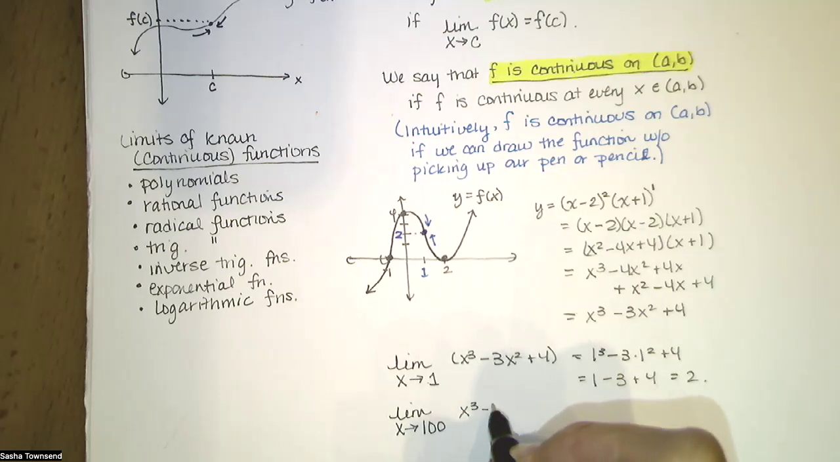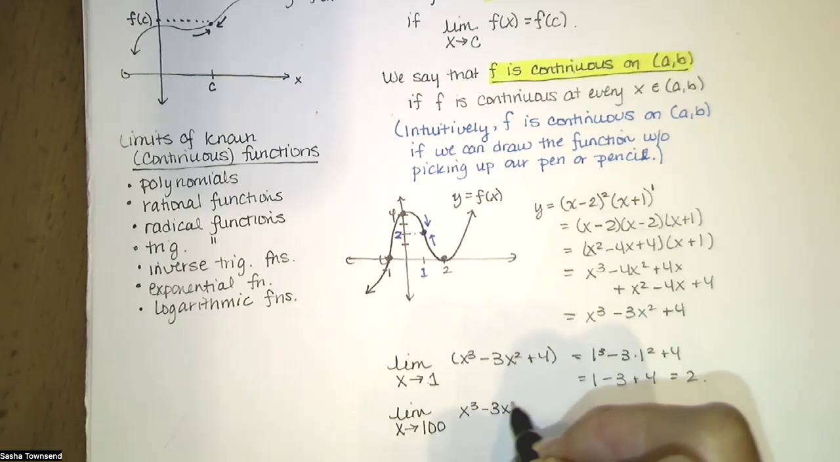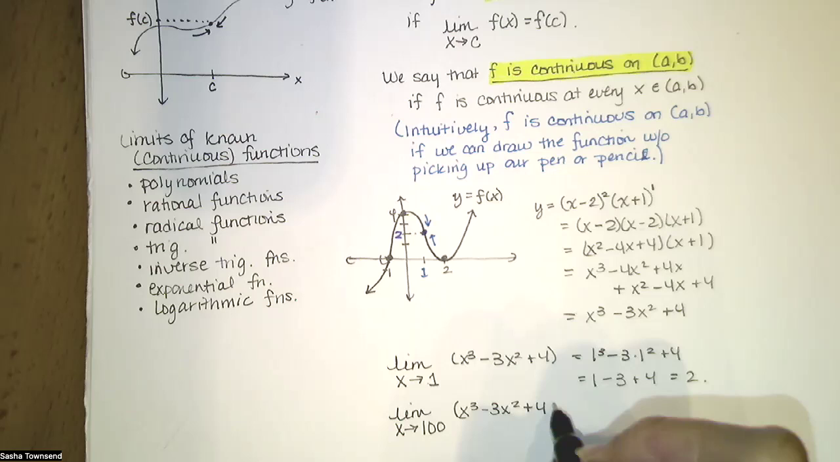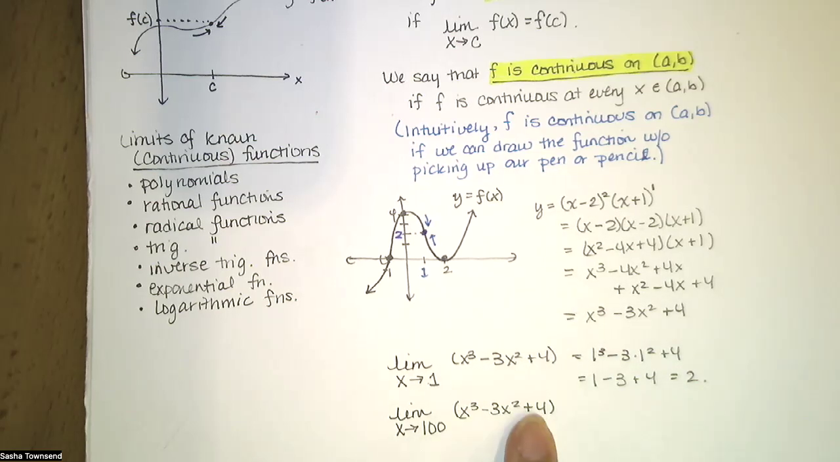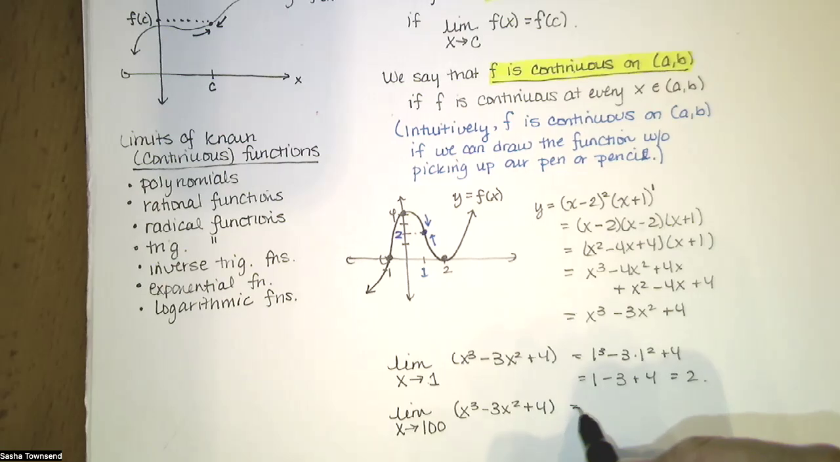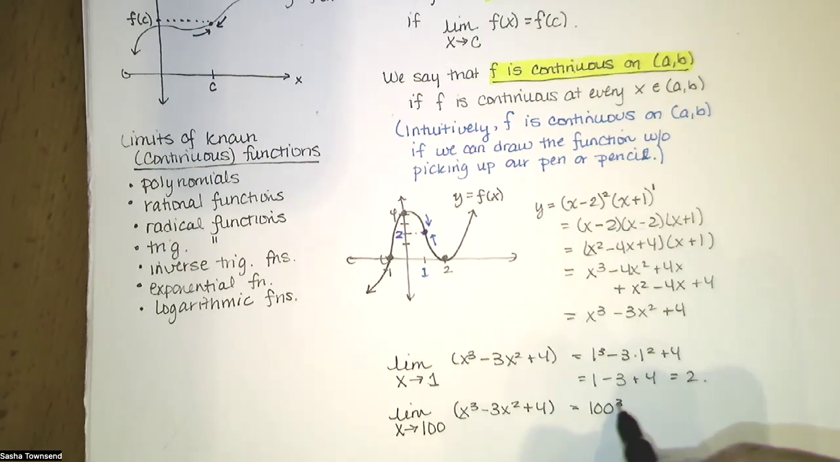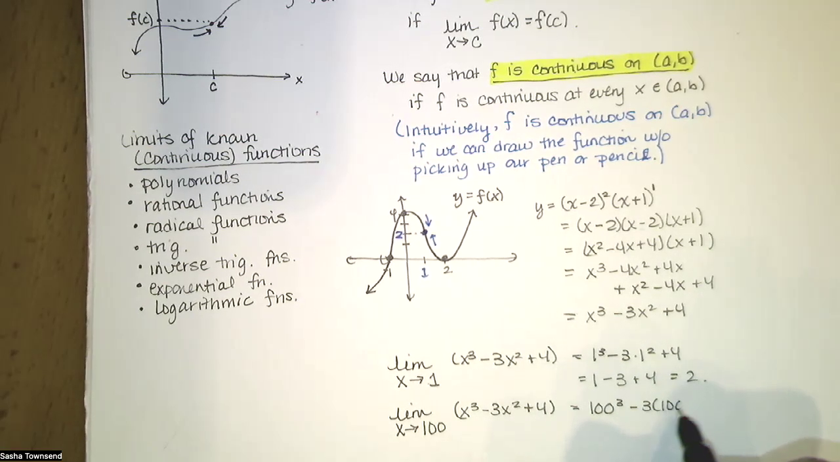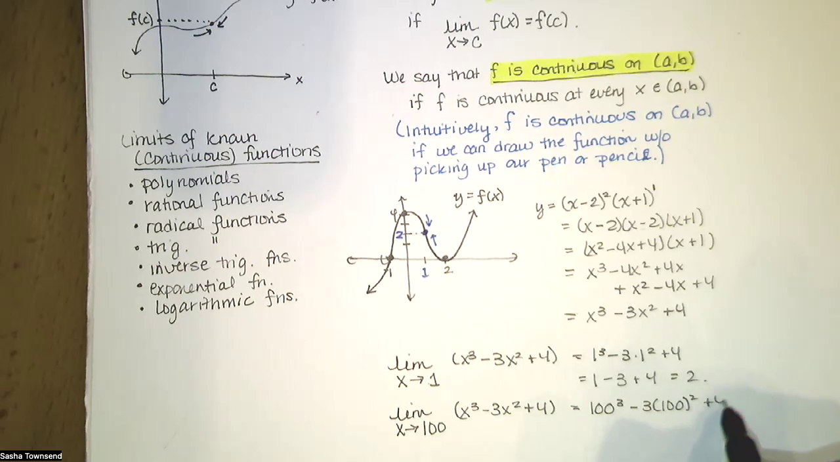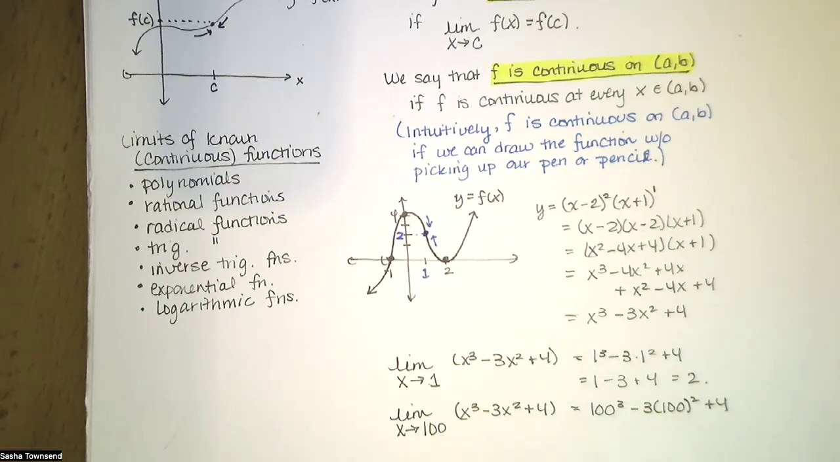Well, I don't know. It's kind of a pain to draw this graph all the way out to x equals 100. But I don't really need to because it's a polynomial, and I know that polynomials are going to be nice and smooth and continuous on the entire real line. So the answer is just going to be 100 cubed minus 3 times 100 squared plus 4, whatever that answer is. And of course we would simplify that if we were solving a problem like this on a quiz or a test.